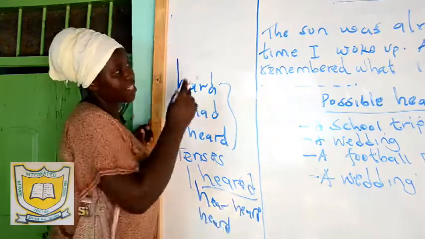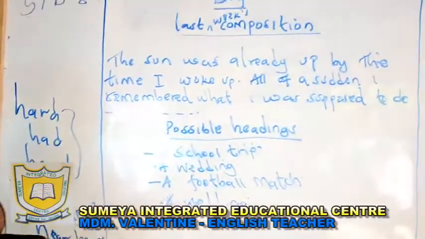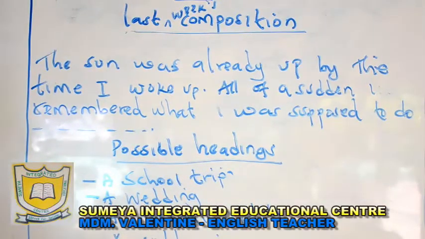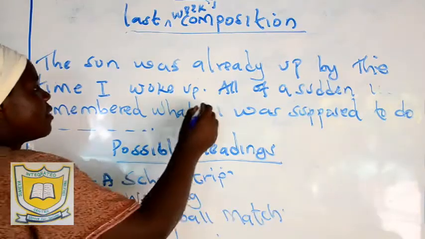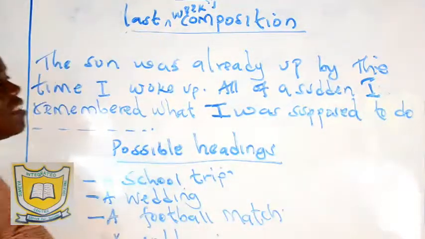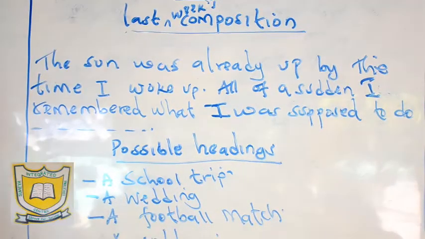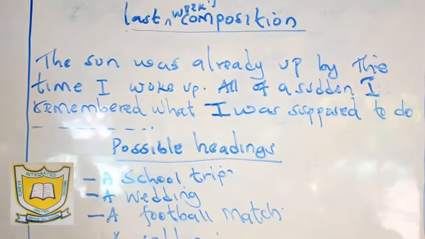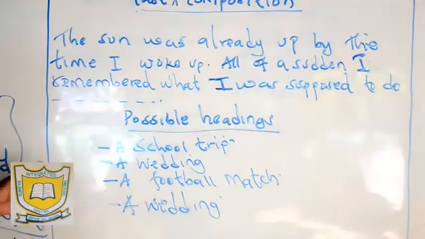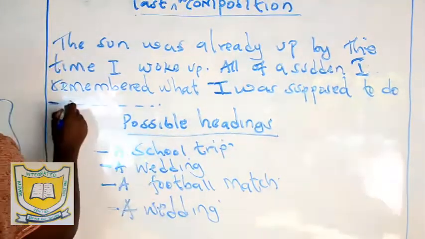So here is the beginning of last week's composition. The sun was already up by the time I woke up. Full stop. All of a sudden, I remembered what I was supposed to do. While I was teaching pronouns, I said 'I' for first person is always written as a capital letter. It doesn't matter if it is coming in the middle of a sentence or beginning a sentence. So you have, I remembered what I was supposed to do, and then they have the continuation.